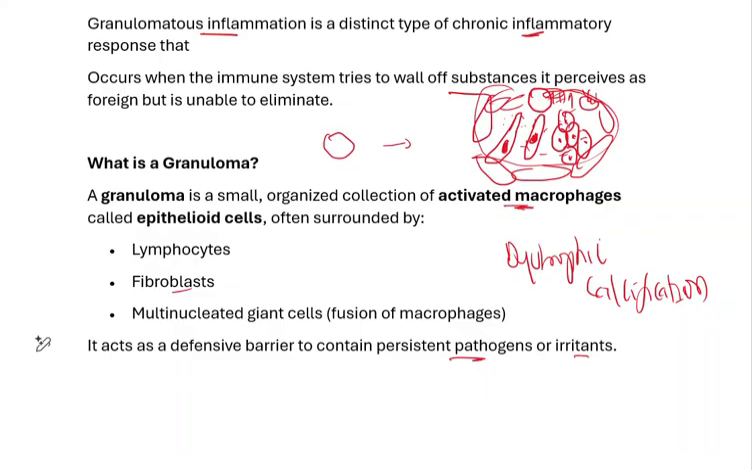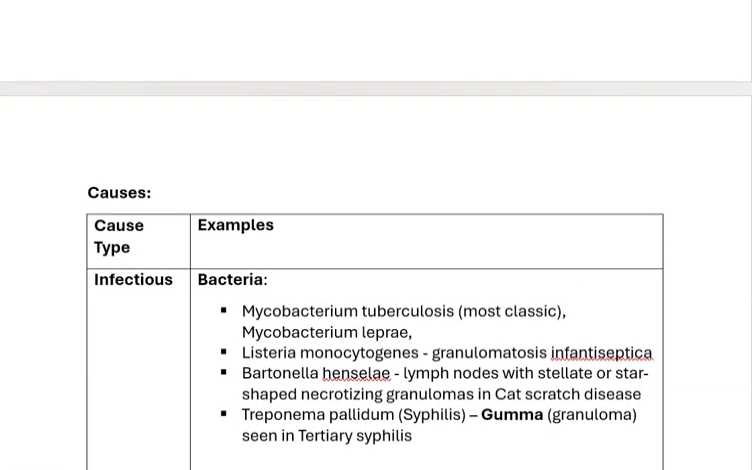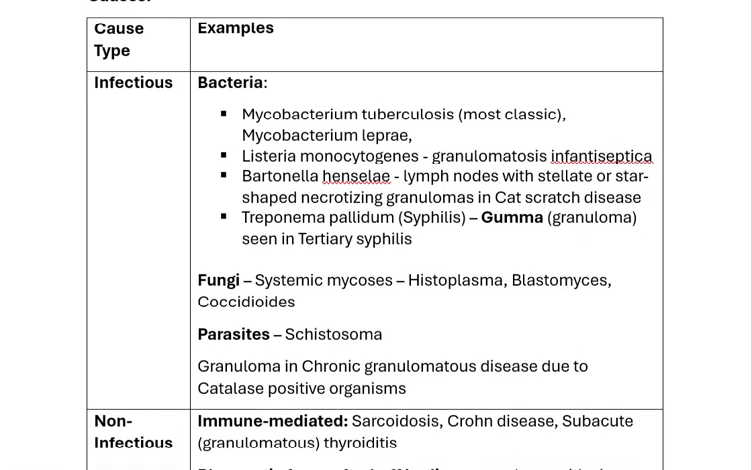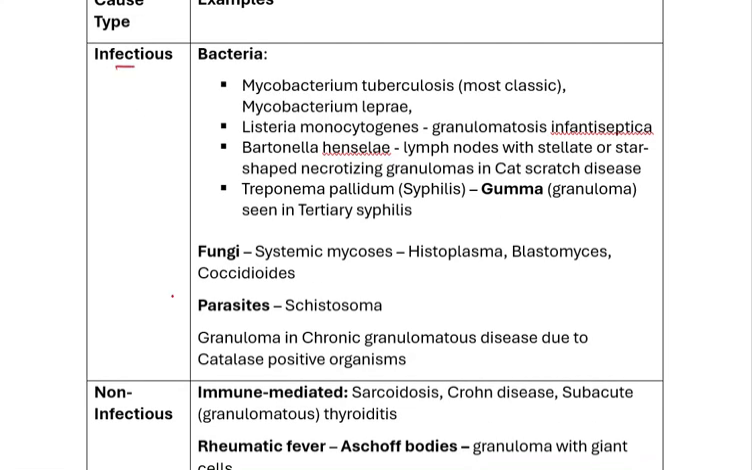So moving on, next we're going to talk about the causes of granuloma. We divide the causes of granuloma into two: the infectious and the non-infectious. So let's start with infectious. Under infectious, we have bacteria, like Mycobacterium tuberculosis, which is the most classic. We have Mycobacterium leprae. We have Listeria monocytogenes, and like we know, Listeria monocytogenes can lead to spontaneous abortion, because it can cause granulomatosis infantiseptica, right?